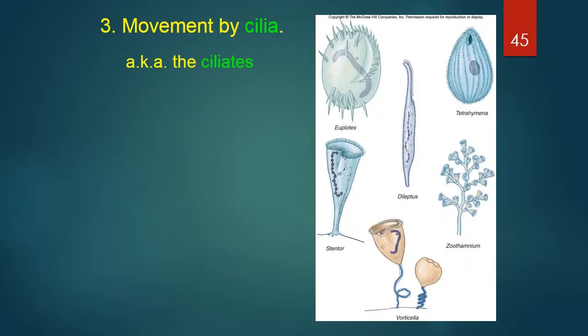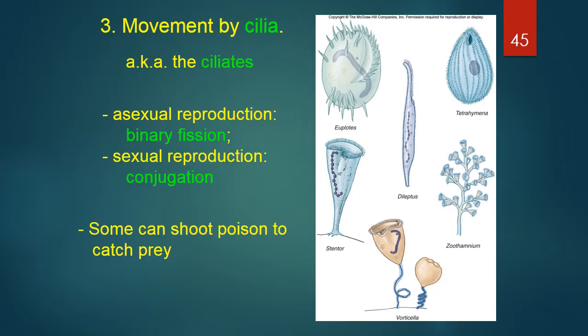Okay, moving on to movement by cilia, aka the ciliates. They can reproduce asexually by binary fission or sexually through conjugation. And some can even shoot poison out to catch their prey. We will be looking in the lab at two. One of them is called Stentor and the other is Vorticella. So we will take a close look at those. In this picture here you can see two of them. Here's our Stentor and here is our Vorticella. And like I said, we'll be looking at those in lab, but they move via cilia.